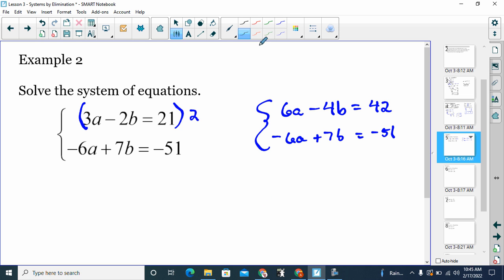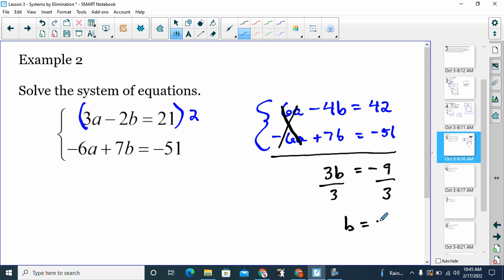And now this system of equations looks very similar to the last one we did, because I've got positive 6a, negative 6a. Plus 6a minus 6a, those cancel. Negative 4b and plus 7b, those combine to give me 3b. 42 minus 51, this would be a calculator problem. 42 minus 51 gives me negative 9. Three times b equals negative 9. Divide both sides by 3, giving me b equals negative 3.